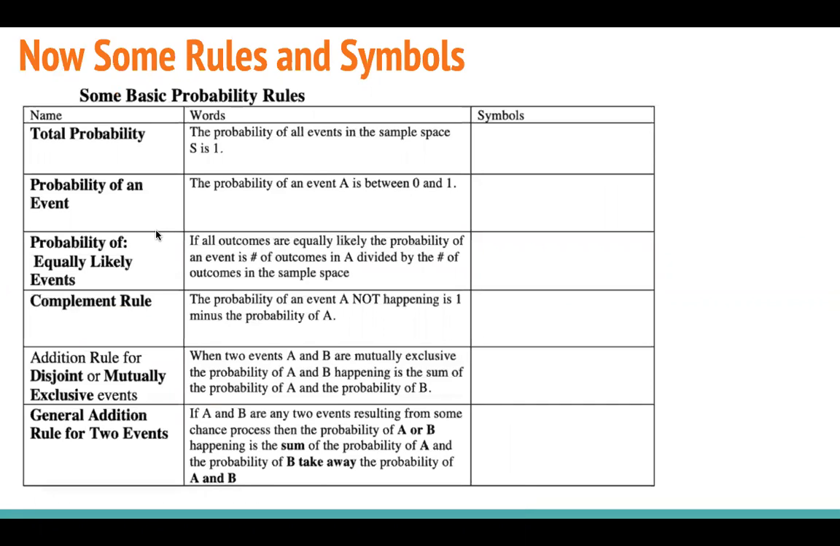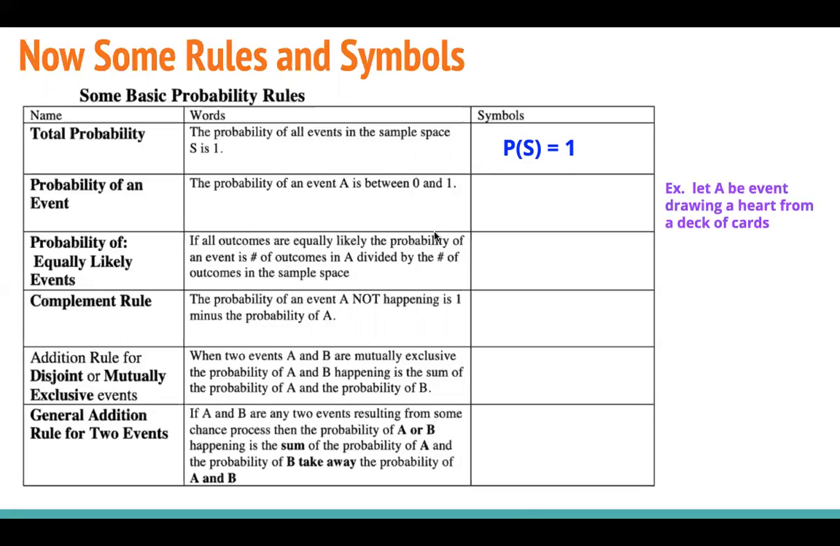So the total probability, the probability of all events in a sample space S, is 1. I'm going to write that symbolically: P(S) equals 1. The probability of S, the sample space, equals 1. So the probability of any event is always between 0 and 1.